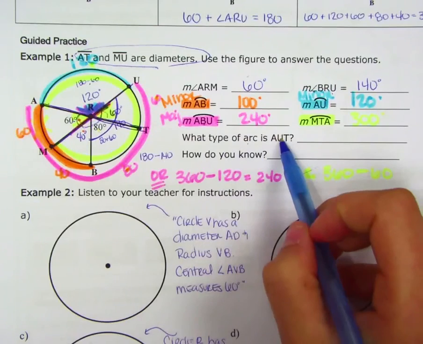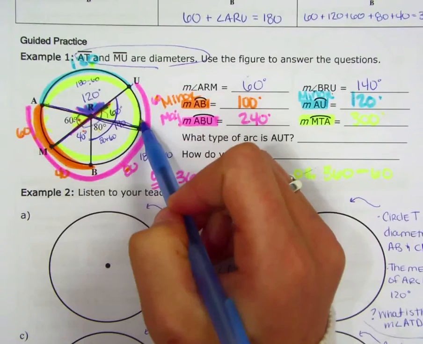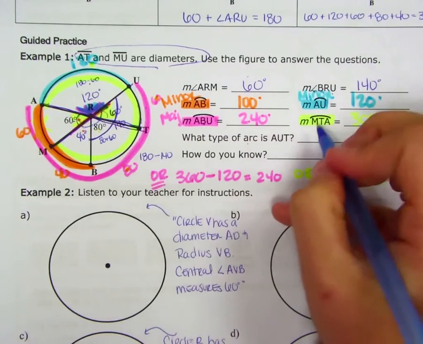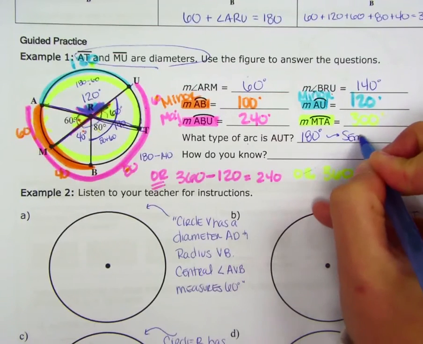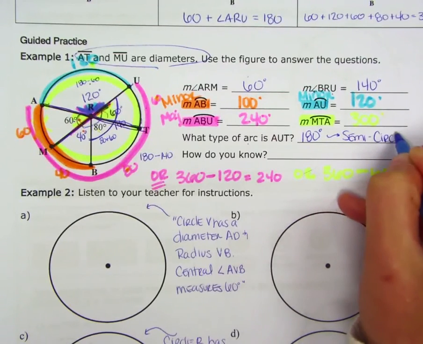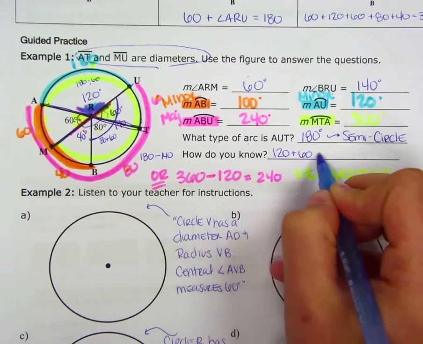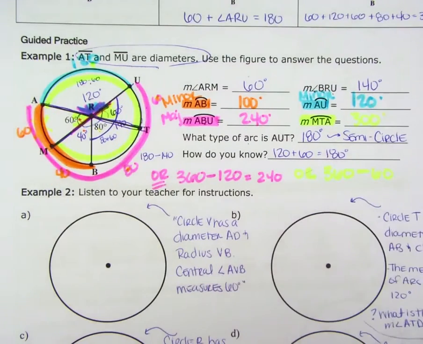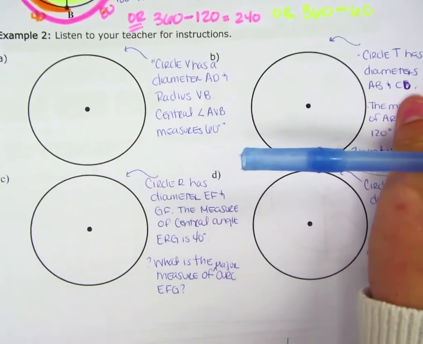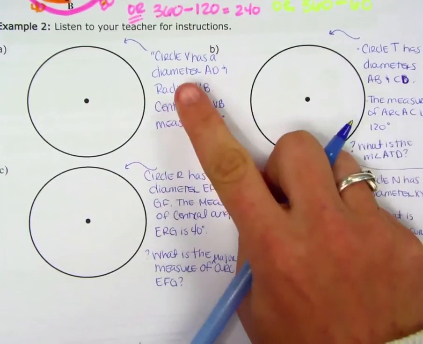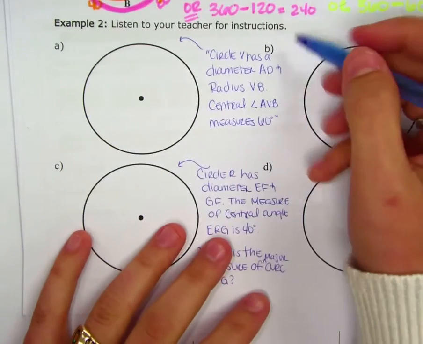What type of arc is AUT? AUT is 120 and 60, so that's 180 degrees. So then that means it is a semicircle. How do you know? Because 120 plus 60 is 180 degrees. Okay. All right, I'm not going to do all of these. I'm going to choose to just do two of them. I'm going to do A and C, I think. And you can check the answer key for the other two. This is just checking your vocabulary.